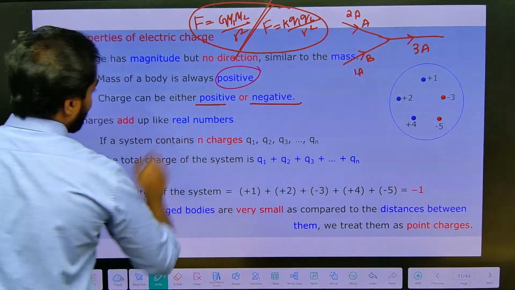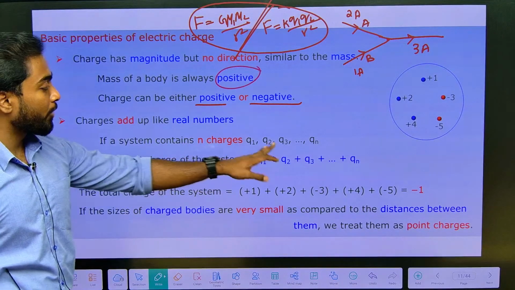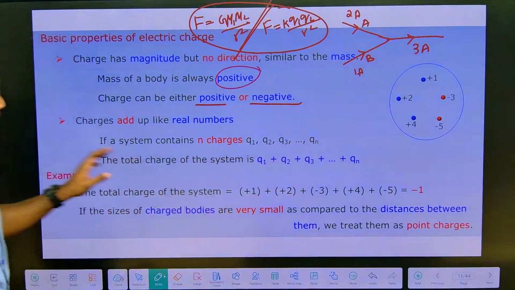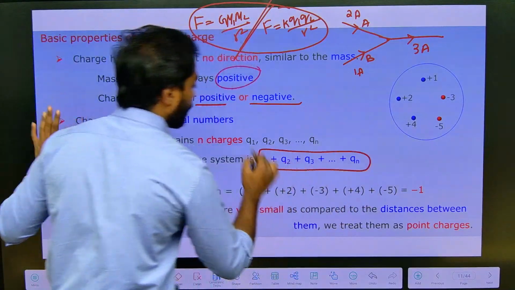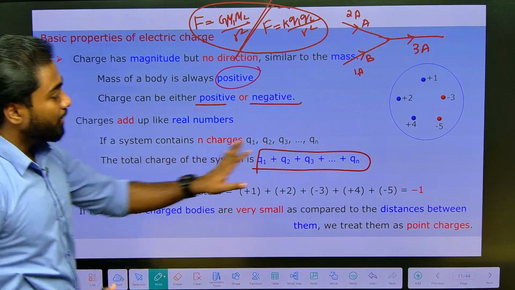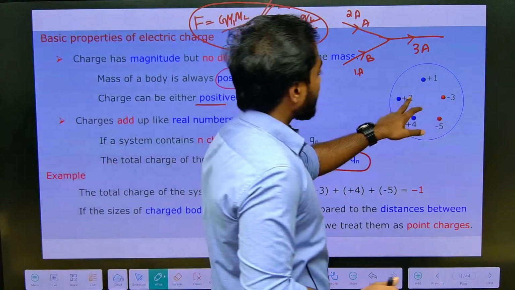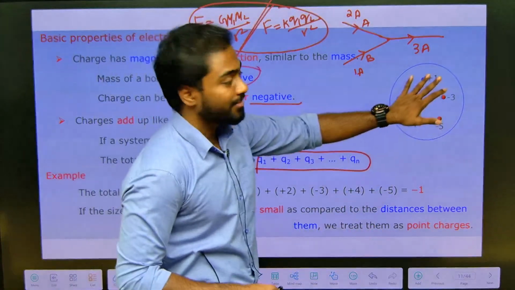Charge adds up like real numbers. If a system contains n charges q1, q2, q3 up to qn, the total charge will be q1 plus q2 plus q3 up to qn. For example, if we have plus 1, plus 2, plus 4, minus 3 and minus 5 charges, what is the sum of charge in the system?